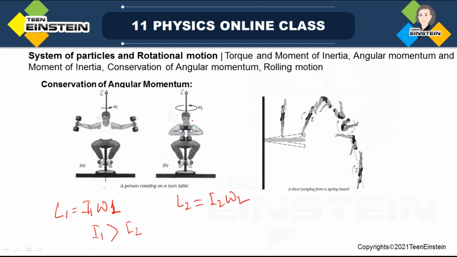Here I1 is actually more than I2. I2 is the moment of inertia when the person is pulling his hands along with the dumbbells in. Then the moment of inertia I2 becomes lesser than I1. When the moment of inertia is more, the angular velocity will be less, so the person will rotate very slowly. If he wants to increase the speed, he has to draw his hands along with the loads towards his chest, so that the moment of inertia will be less than earlier and the angular velocity increases. This is how the angular velocity can be controlled by the person himself.